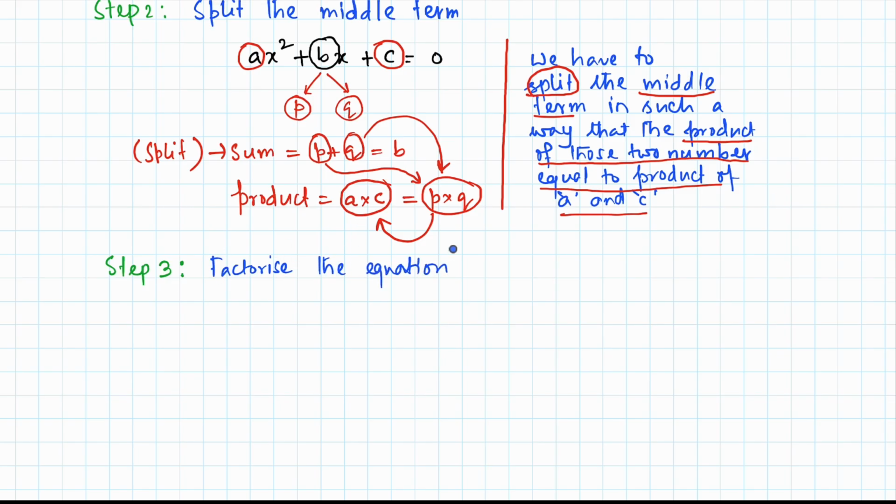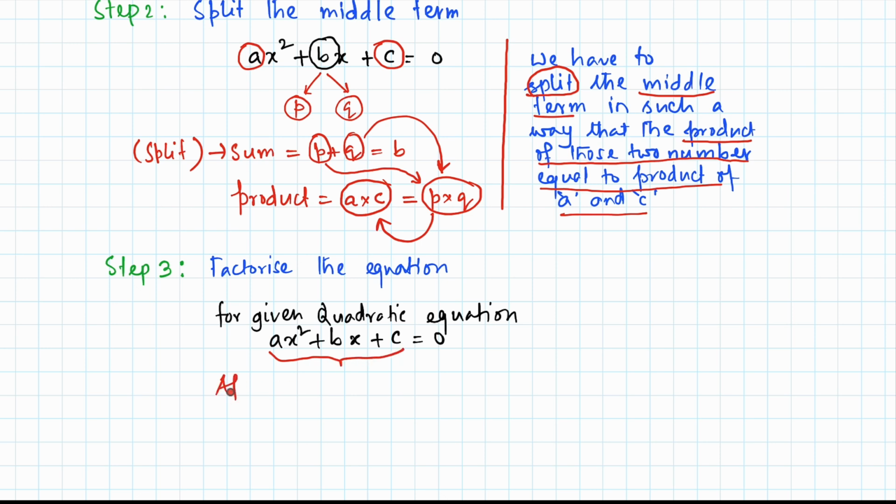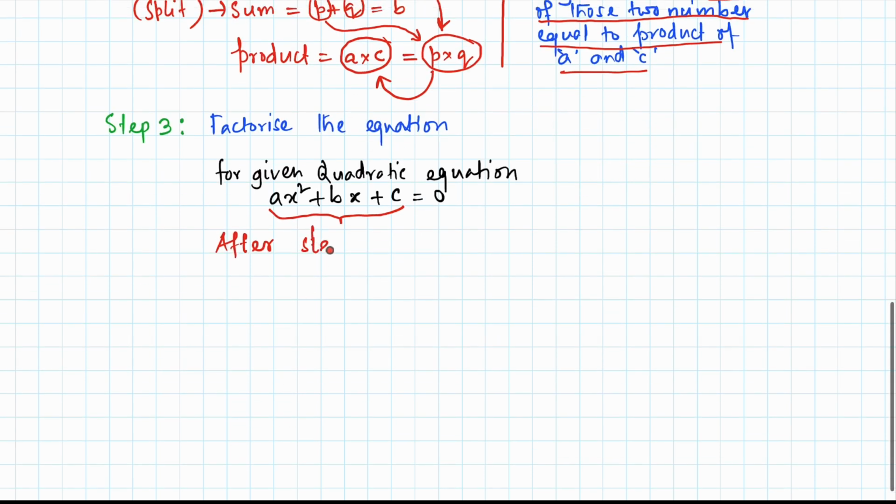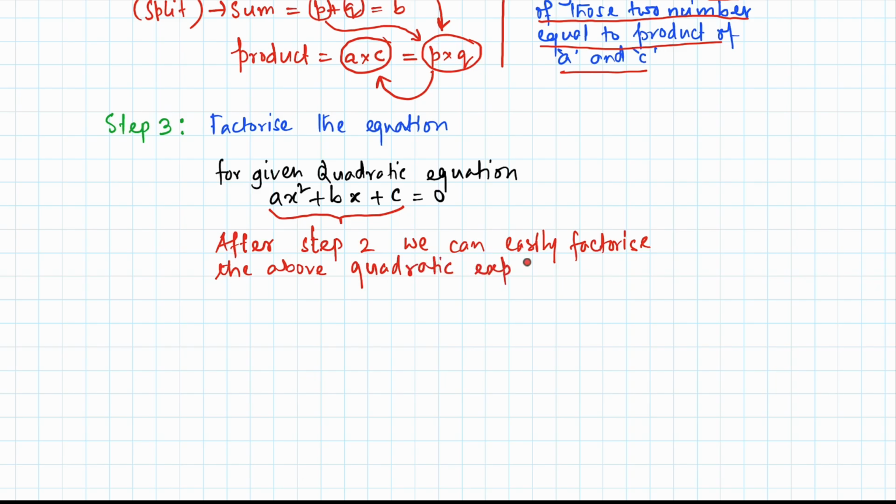Then step number 3, once we split the middle term, we can easily factorize the equation. That means for a given quadratic equation, say ax square plus bx plus c equal to 0, after step number 2, we split the middle term, and this splitting of the middle term helps us to factorize the above quadratic expression or equation easily.